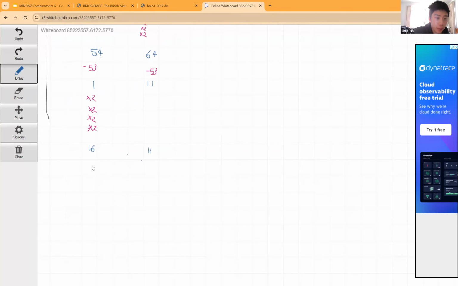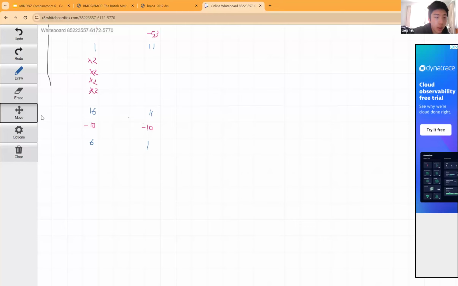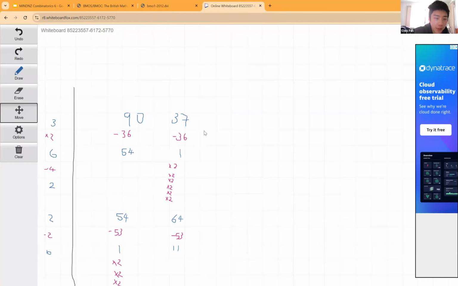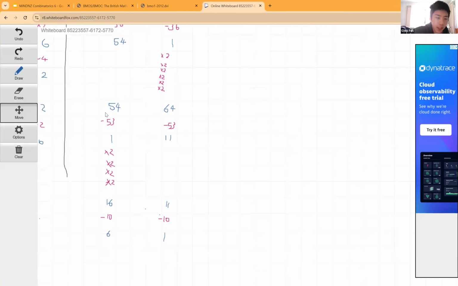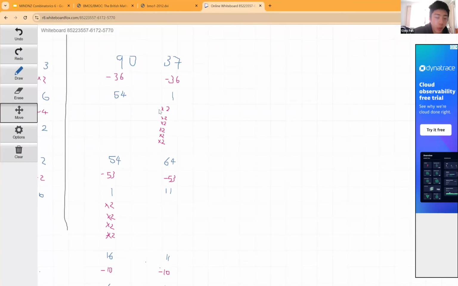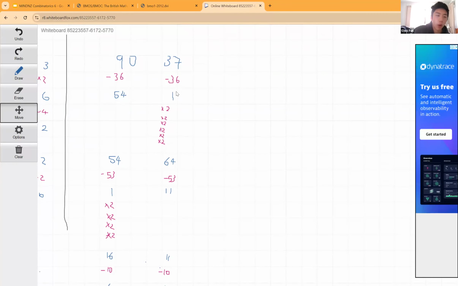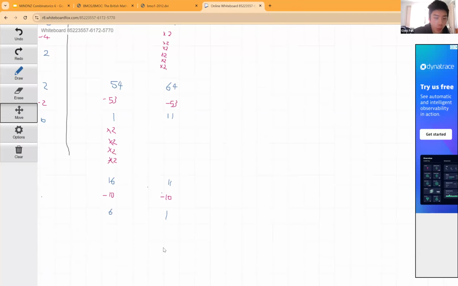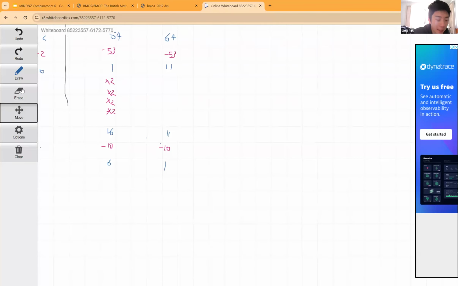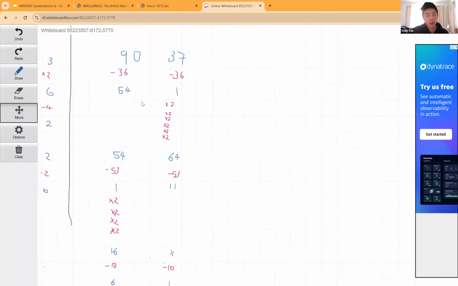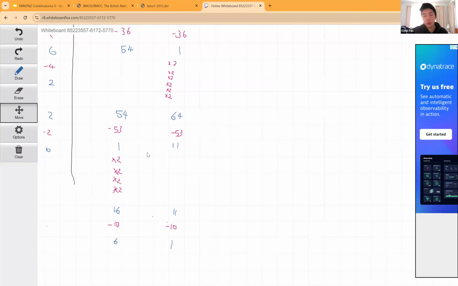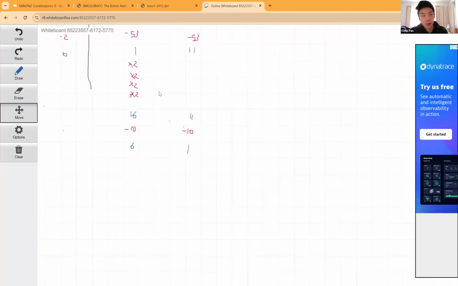If I subtract 10 from both sides, keeping the smaller number at 1, then now I have 6 and 1. And so we started with 90 and 37, then we got to 1 and 54, then we got to 1 and 11, then 1 and 6. We see that they're getting closer and closer together, right? We started with a difference of 43, then we moved to a difference of 10. Now we're at a difference of 5.